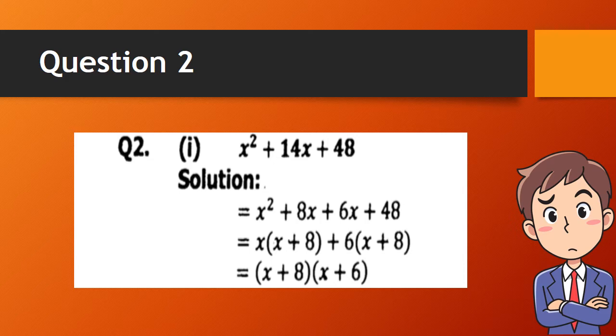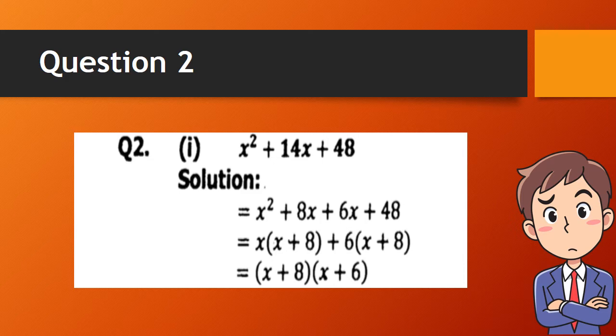You will multiply 48 with the constant of the first term, that is 1. The constant of x square is 1. So 1 is multiplied with 48, which will give you 48. Now you will make the factors of 48 such that by adding or subtracting them you will get plus 14. So 8 into 6 will give you 48, and if we add 8 and 6 we will get 14. So you can write x square plus 8x plus 6x plus 48. Instead of 14x you have written 8x plus 6x.